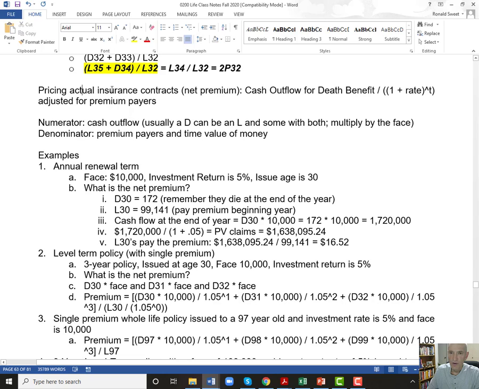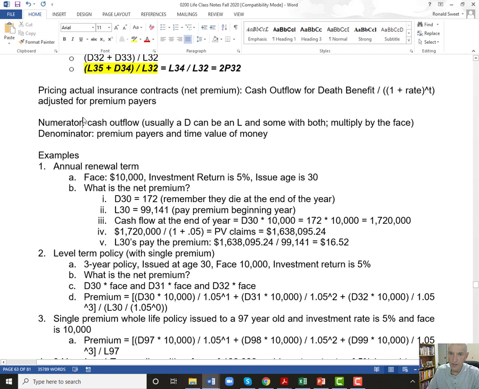All right, so what we're going to do is we're going to price the net premium. And so that's for life insurance, it's going to be a death benefit divided by 1 plus a discount rate raised to time. We'll be using this formula over and over again. The only adjustment we have to make is how many people are there alive to pay the premiums, and we'll see that. So the numerator is your cash outflow. It's usually a D, it can be an L. We're doing annuities, and we multiply that by the face. The denominator is the number of premium payers. We have to adjust both of these for time value of money.